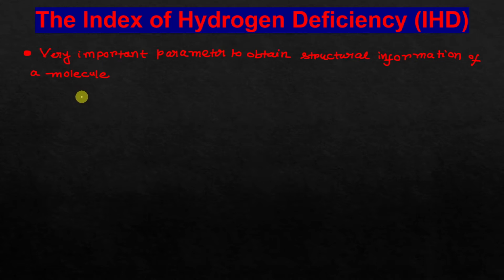So in this lecture I am going to discuss a very important topic called Index of Hydrogen Deficiency. This Index of Hydrogen Deficiency is a very important parameter to determine the structural information of any organic molecule. How this index of hydrogen deficiency can be calculated from the structure of any molecule, and what information we can get from this parameter, all those aspects will be discussed in this lecture. So friends, let's start the video.